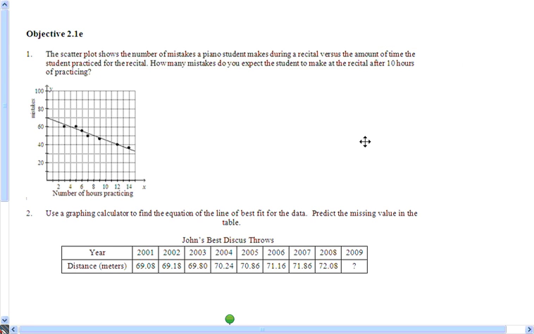All right, this is the relearn of Objective 2.1e. Mostly what we're doing here is we are going to use the graphing calculator to come up with an equation and use that to predict answers.